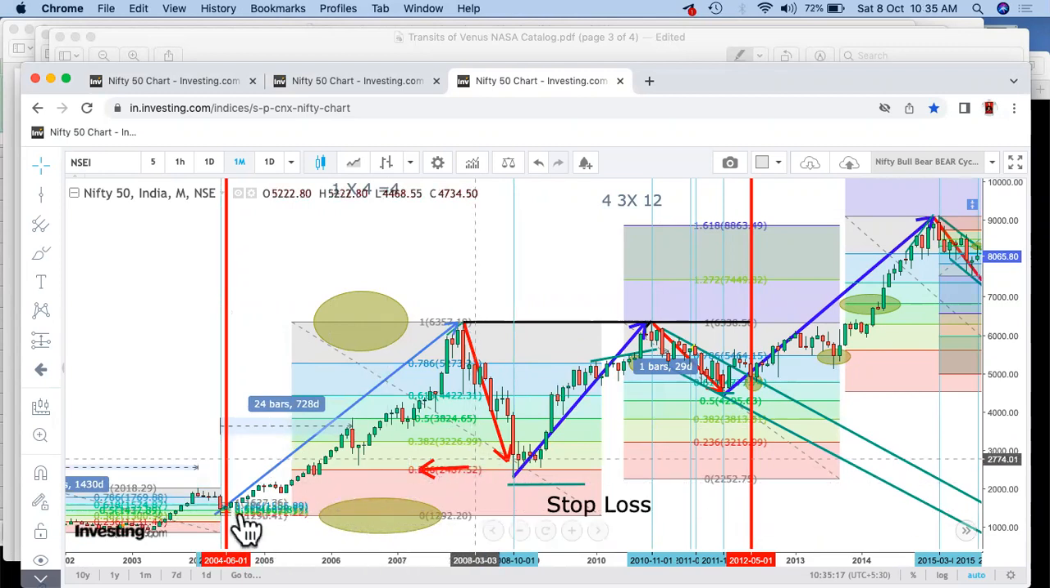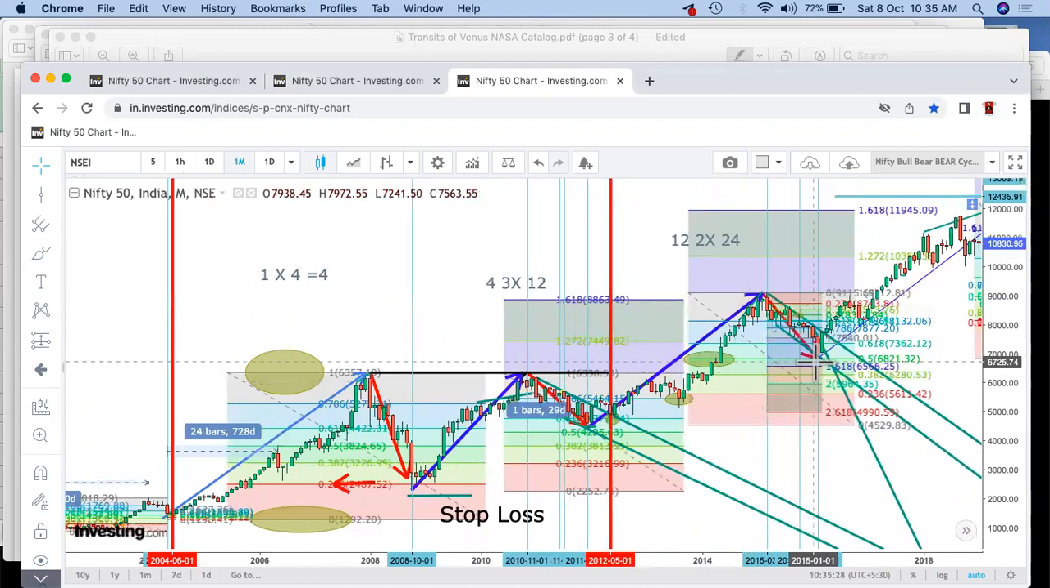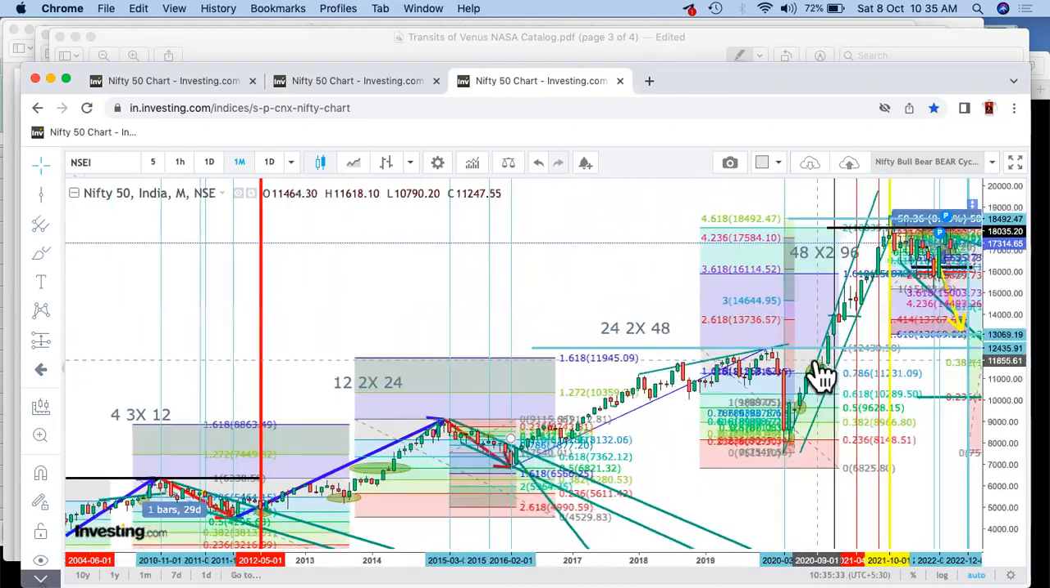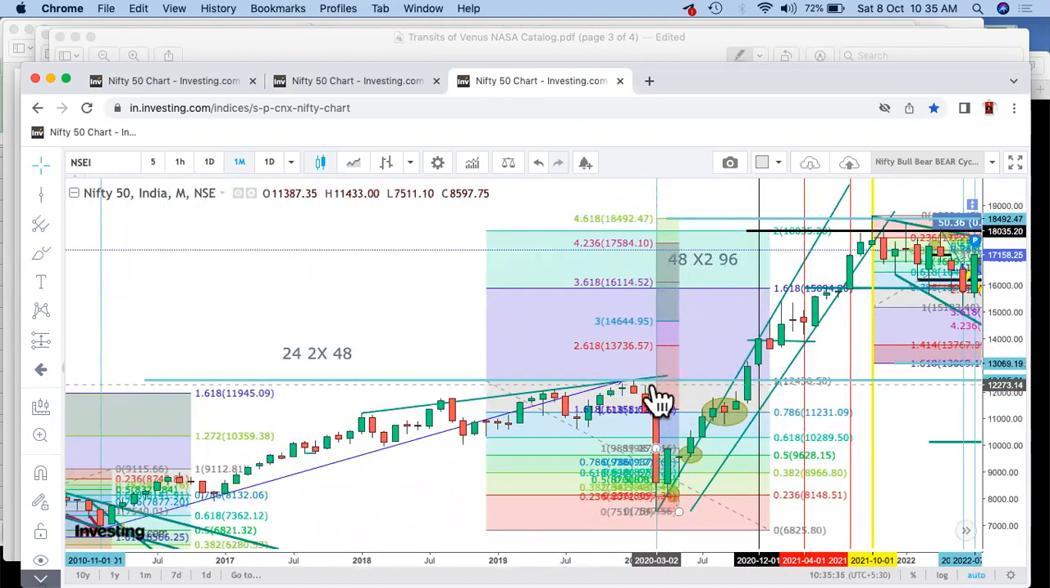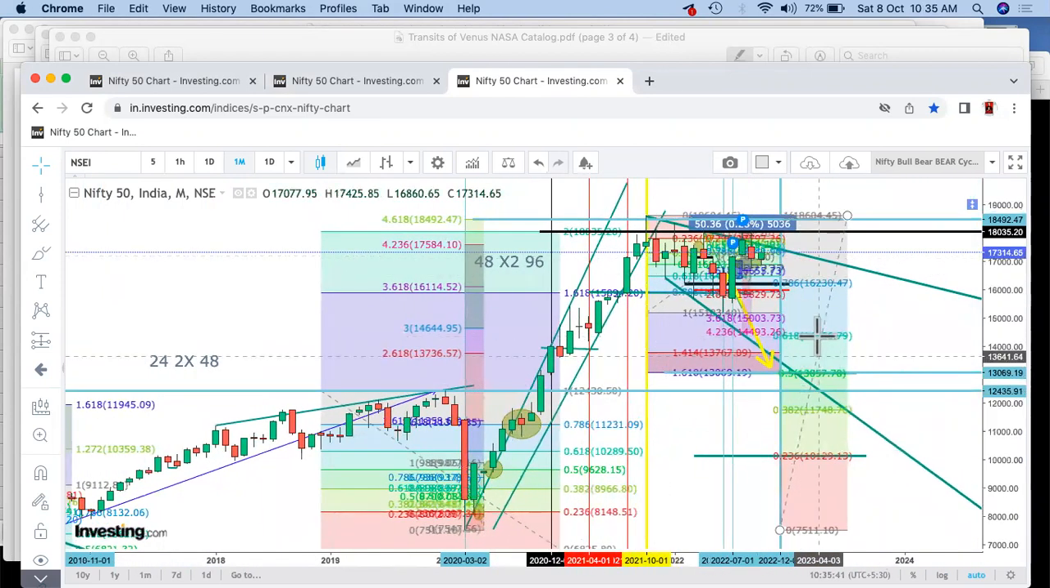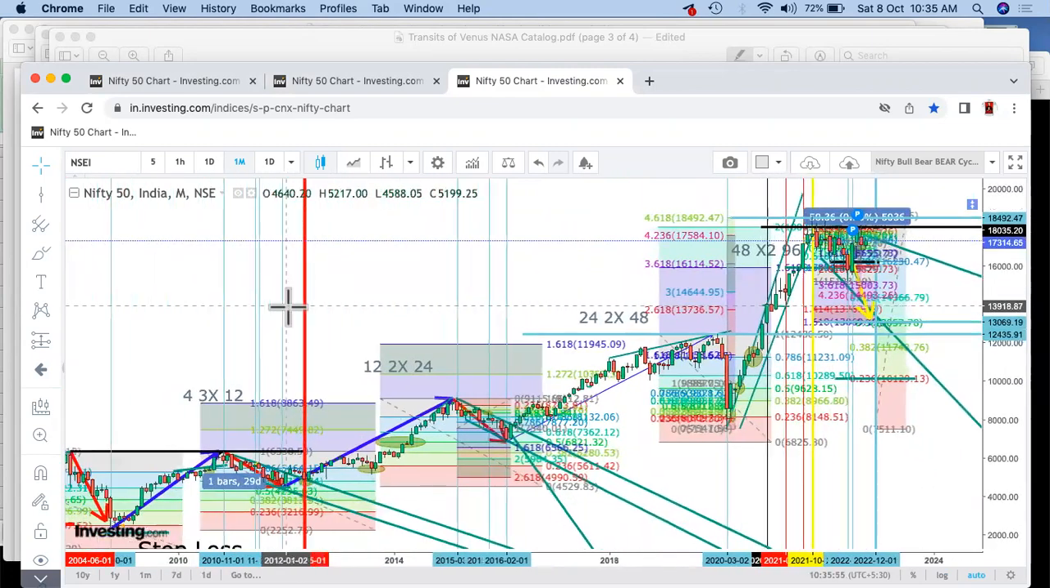So the bear cycle was there in 2004. We got a low which is again there in 2008, and after 2008 there was a low again, coming in 2012. From 2012, 4 years after that, we had a low in 2016. After 2016 we had a low after 4 years, which came down in 2020, right? And probably we should be expecting some low probably coming in 2023 or maybe 2024, right?